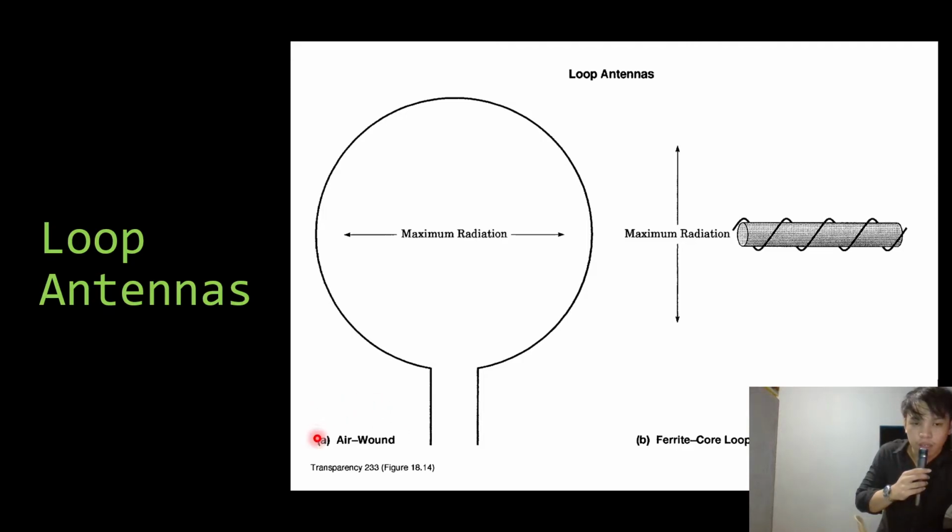As we can see here, this is the air wound and this is the ferrite core loopstick. The maximum radiation in the air wound circulates inside, while the maximum radiation in the ferrite core loopstick circulates in air, in free space.